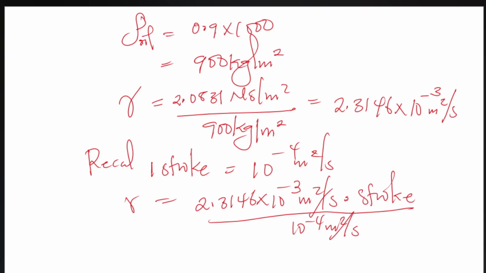So what you simply do on a calculator, you simply punch 2.3146 times 10 raised to the power of minus 3, divide that with 10 raised to the power of minus 4, and you simply get the value for your kinematic viscosity to be 23.146 strokes. So you've succeeded in calculating your answers to be in poise and in strokes.